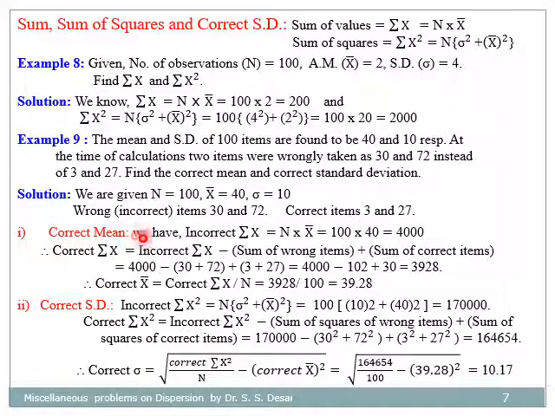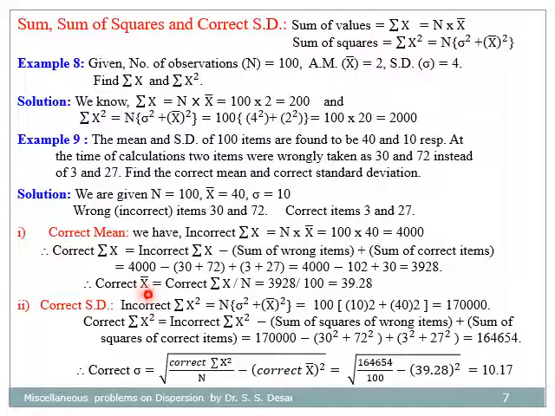Now to find correct mean, we need incorrect summation of x, and that is obtained by n into x bar, that is 100 into 40 equal to 4000. Therefore correct summation of x is equal to incorrect summation of x minus sum of wrong observations plus sum of correct observations, and by substituting the corresponding values and by simplification, it gives us correct summation of x is equal to 3928.